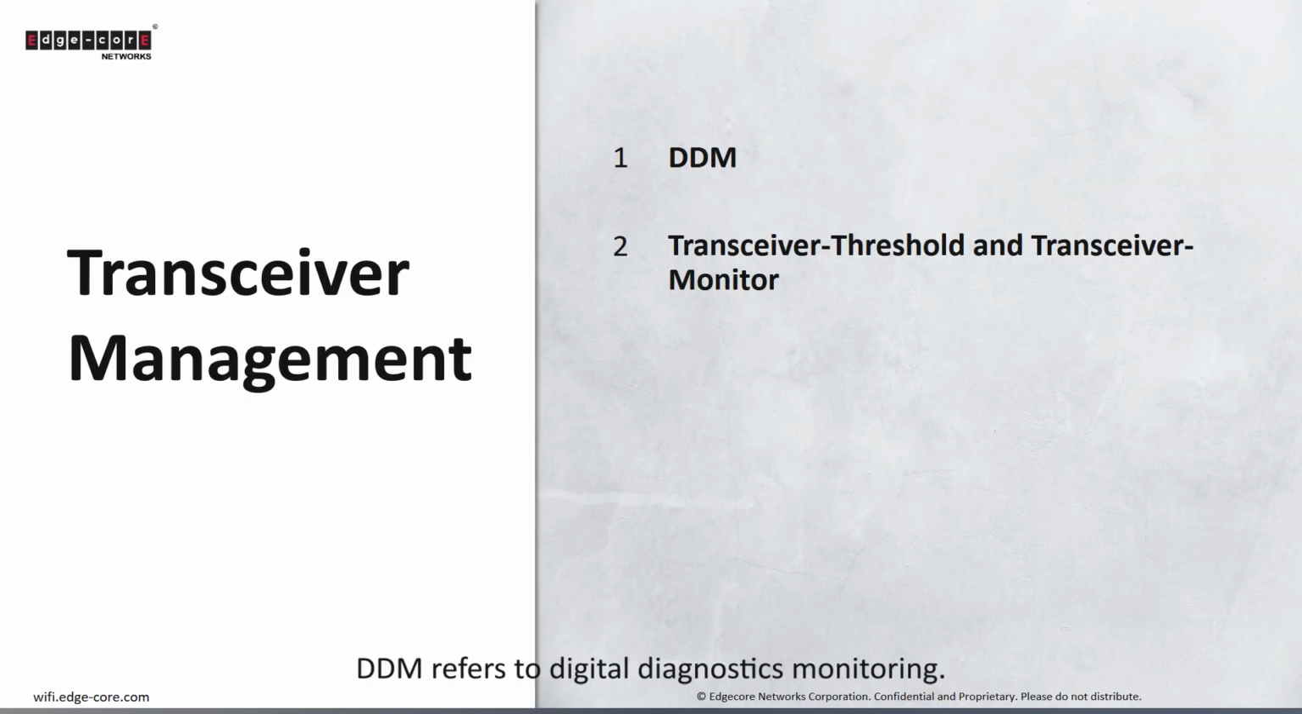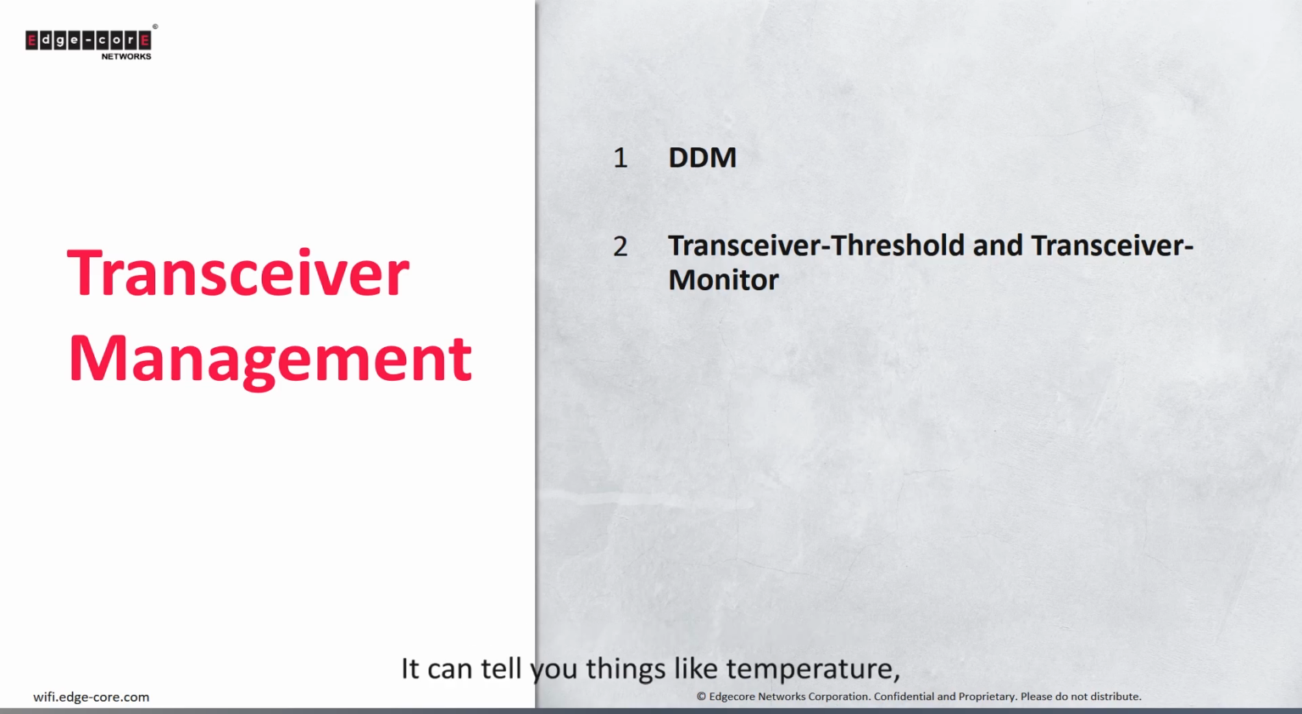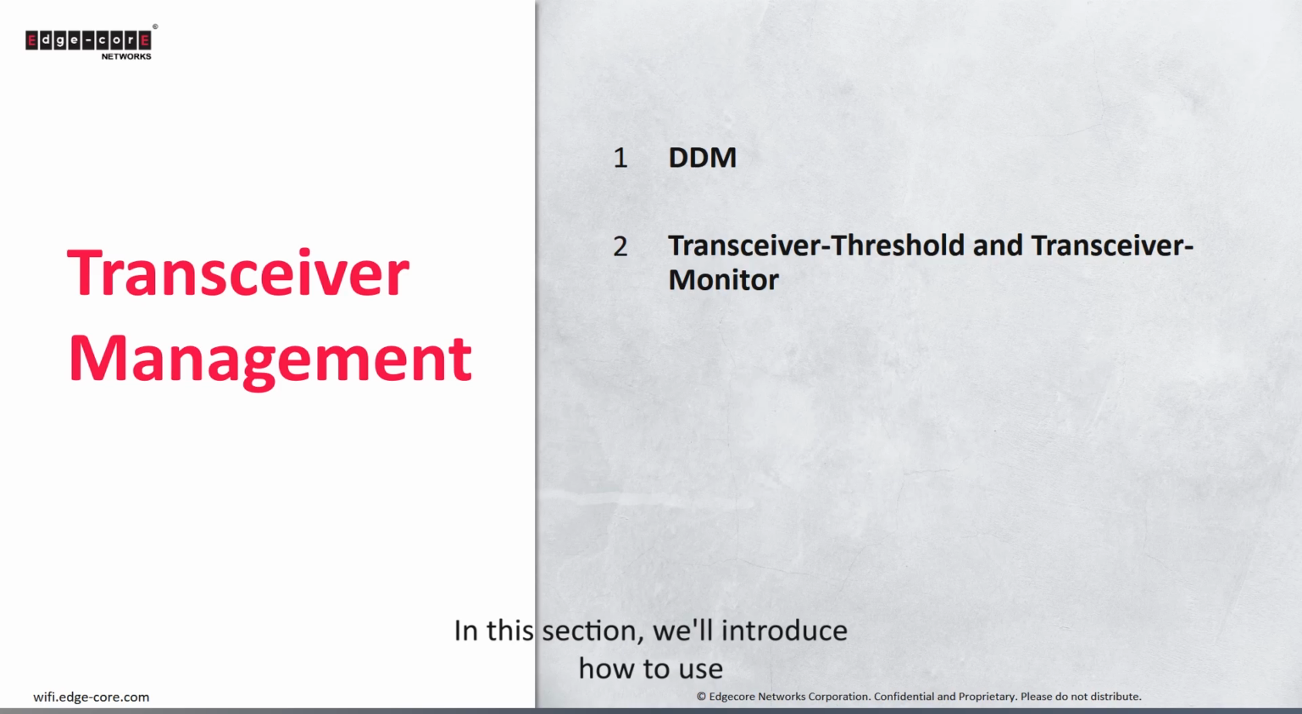DDM refers to Digital Diagnostics Monitoring. It is a feature that lets you check the real-time status of your optical transceiver modules. It can tell you things like temperature, supply voltage, laser bias current, laser power, and received optical power. This can help you to troubleshoot problems, predict failures, and improve performance. In this section, we'll introduce how to use DDM information to manage our transceivers.